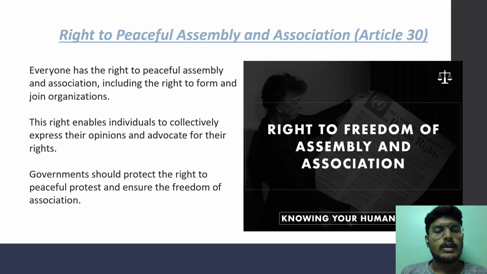And the next is right to peaceful assembly and association, Article 30. Everyone has the right to peaceful assembly and association, including the right to form and join organizations. This right enables individuals to collectively express their opinions and advocate for their rights. Government should protect the right to peaceful protest and ensure the freedom of association.